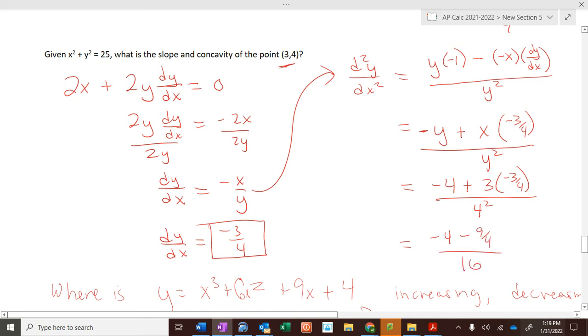Do I even need to find the number? No. What is this number? Negative 4 minus 9/4, so it's like negative 6 1/4 over 16. A negative over a positive is a negative. So it's going to be concave down.